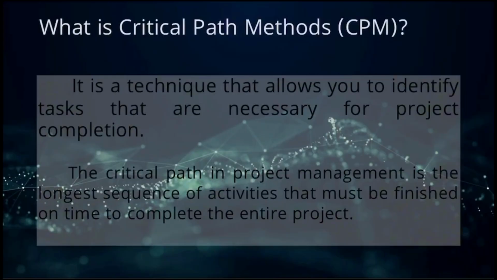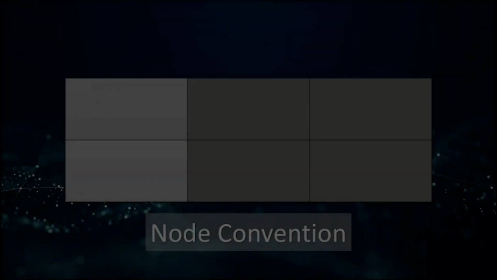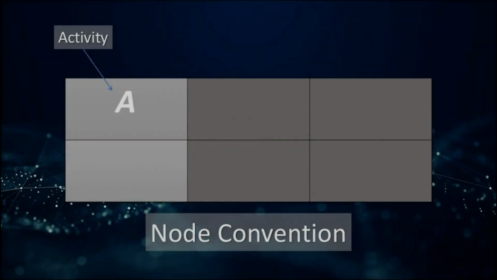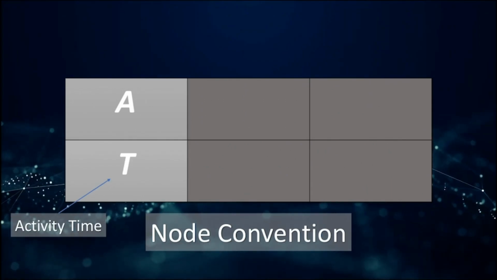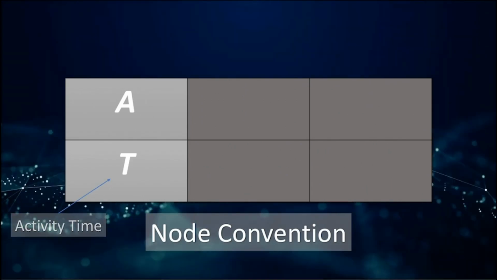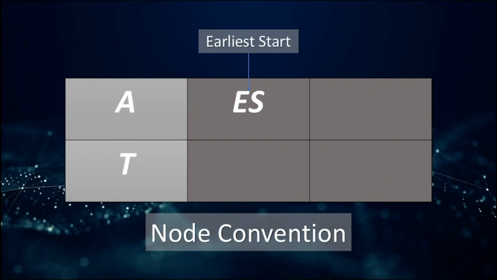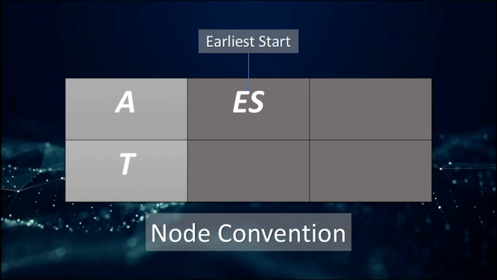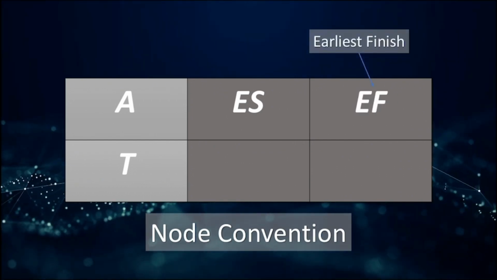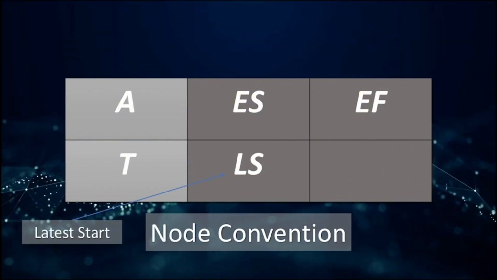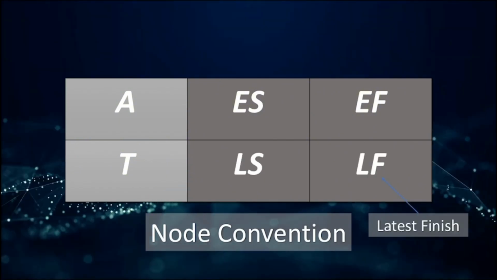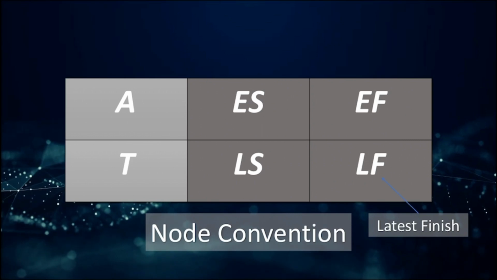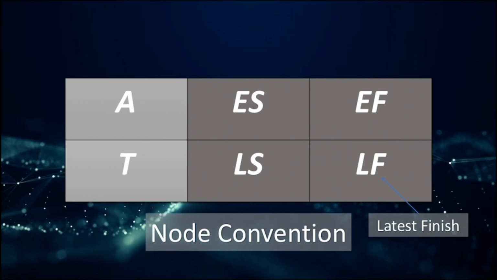entire project. Node convention. Here is the activity being described, and T represents the expected activity duration time. ES is the earliest time the activity can start. EF is the earliest finish time. LS is the latest start time, and LF is the latest finish time without extending the minimum completion time of the project.